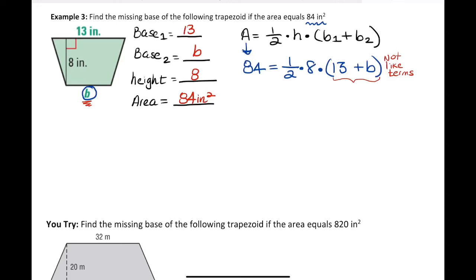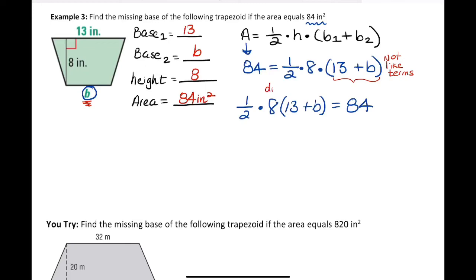And now let me write this a different way, and maybe it'll make more sense to you visually once you see this. So I'm going to write it like this. 1/2 times 8, but I'm not going to write times. I'm just going to write parentheses 13 plus b equals, I'm going to put 84 over here. I'm going to write it more like a typical looking equation. And the thing that I'm trying to show you here is that we're still going to attack the parentheses first, but we're going to attack the parentheses in a different way.